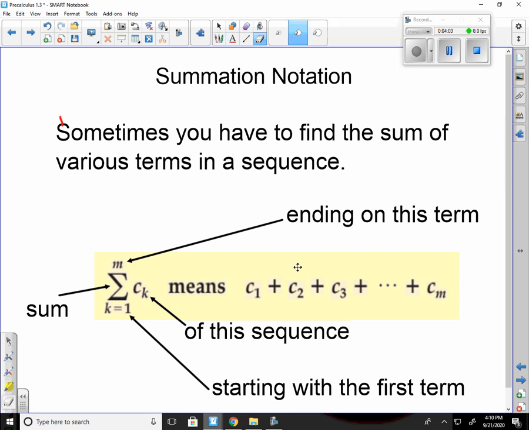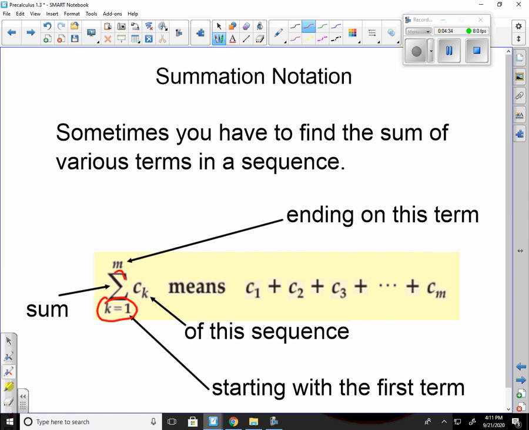On a new topic. This is within sequences, but it's summation notation. Sometimes you have to find the sum of various terms in a sequence. So I'm going to walk through what our notation actually means. The first thing we have in the bottom here is k equals 1. That means that we start with the first term. Whatever this number is, the term that we start finding our sum of.